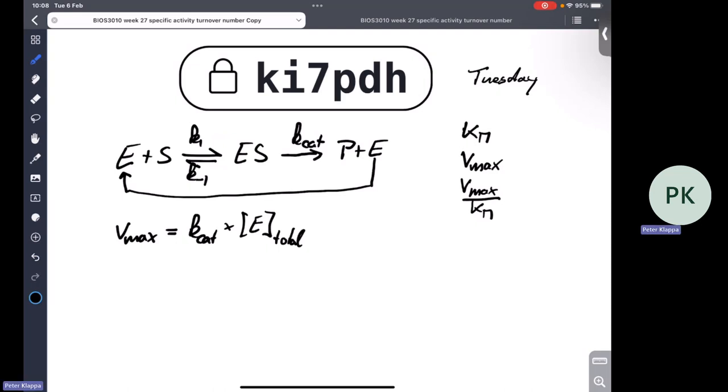And we can't really compare Vmax, because it depends on the enzyme concentration, which is a little bit of a problem. We want to compare enzymes in their Vmax. So what can we do? Well, we can define some properties. We want to make a property that uses Vmax, but is no longer dependent on the enzyme concentration, because then we can compare things. And in fact, one can do that.